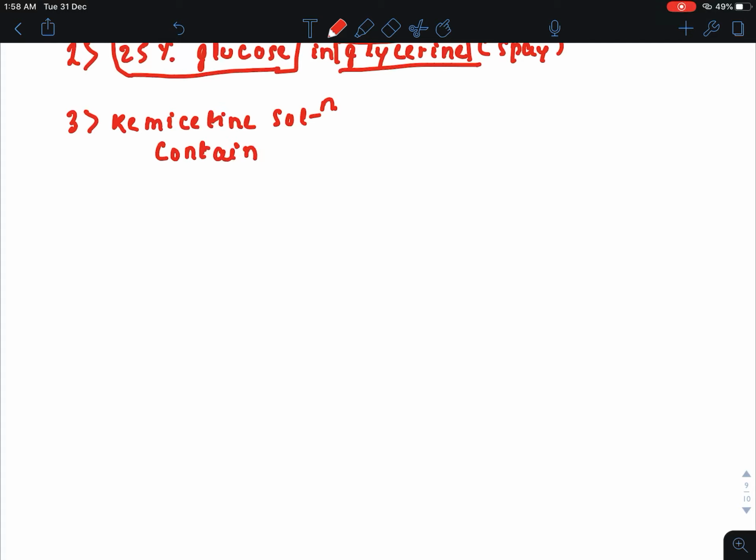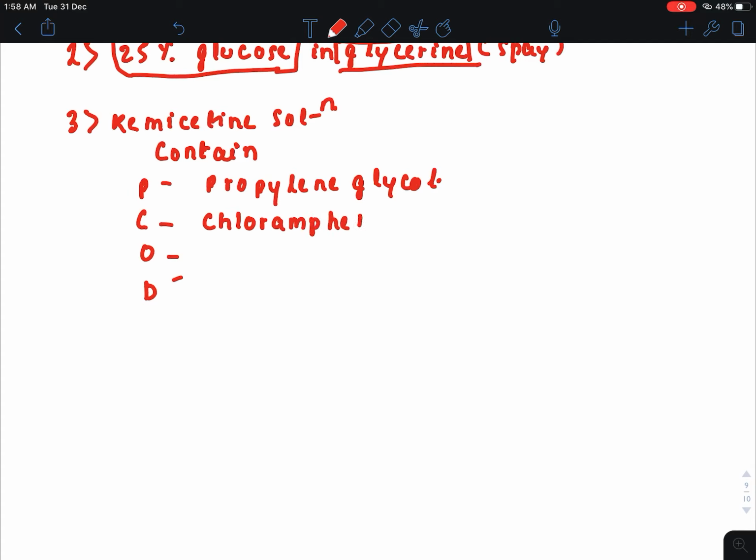Chemicity solution contains contents that can be remembered by the mnemonic PCOD. P means propylene glycol, C means chloramphenicol antibiotic, O means estradiol, and D means vitamin D2.